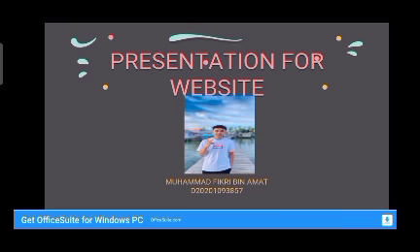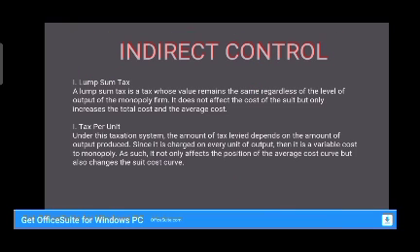Okay, today I will be presenting about indirect control. There are two indirect controls: lump sum tax and tax per unit. The first one is lump sum tax. A lump sum tax is a tax whose value remains the same regardless of the level of output of the monopoly firm. It does not affect the marginal cost but only increases the total cost and the average cost. That's for lump sum tax.